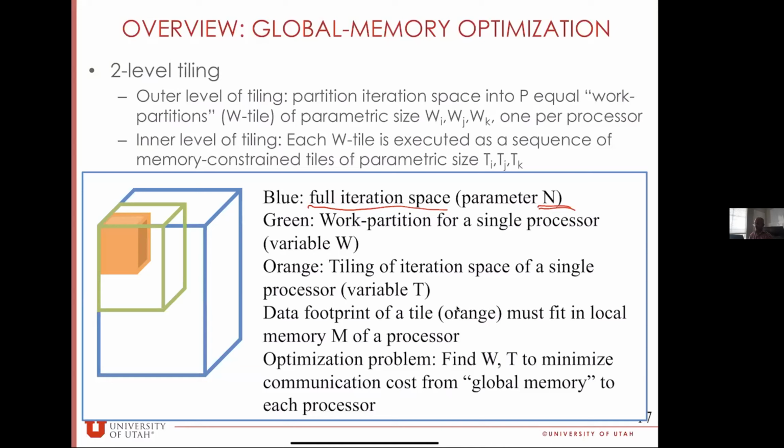So the optimization problem is to find the values for the parameters W and T, where W is Wi, Wj, Wk in the case of matrix multiply, and Ti, Tj, Tk, to minimize communication costs from global memory to each processor. All the processors are going to proceed concurrently with respect to their execution. And here the abstract model is that we can do a read, modify, write onto the global memory. So in this model there's no communication between processors. Everything goes in and out from a virtual global memory.